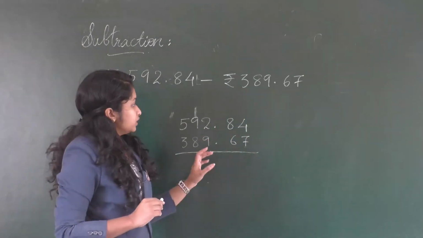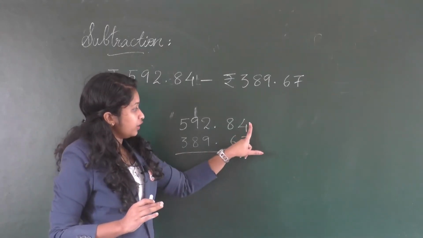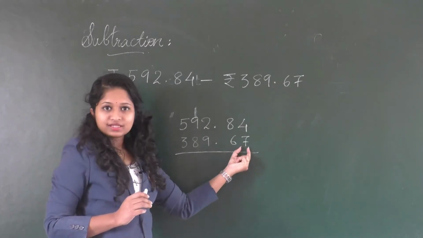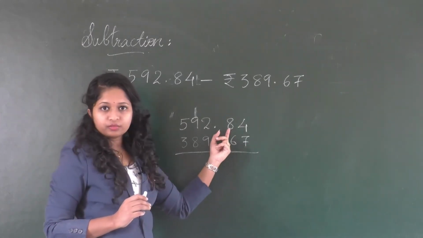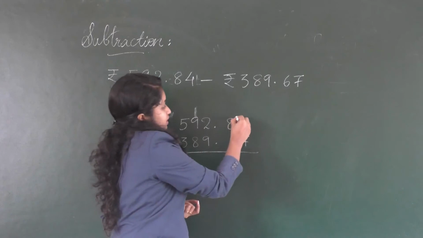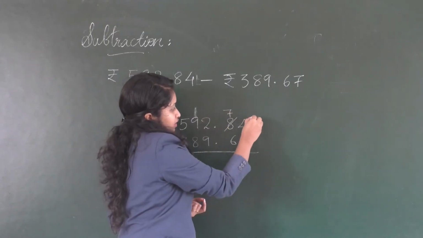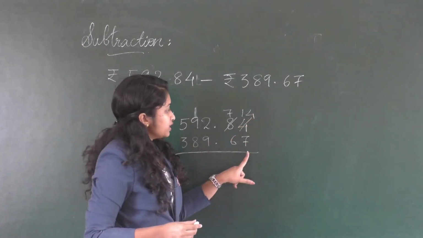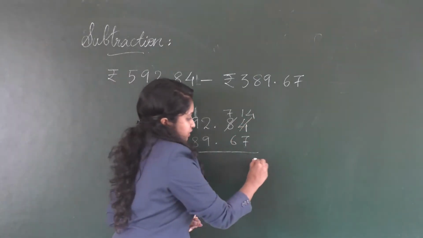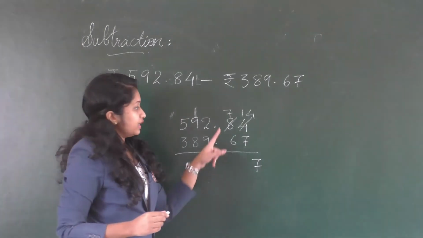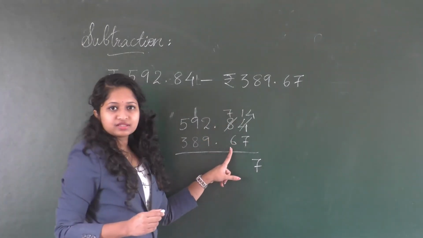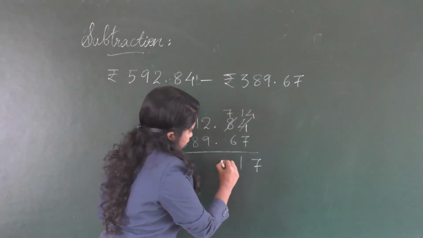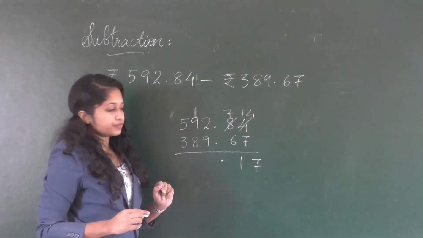Now here we have 4 and 7, isn't it? 4 is smaller than 7, so we should borrow from here. So this 8 becomes 7 and this 4 becomes 14. Now 14 minus 7 is 7 and 7 minus 6 is 1. Then place the point here.